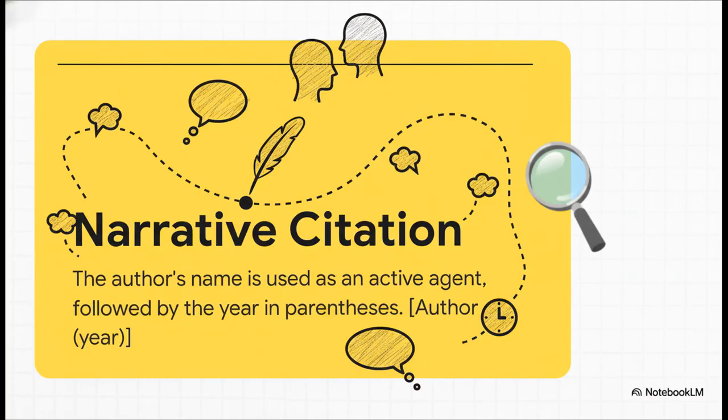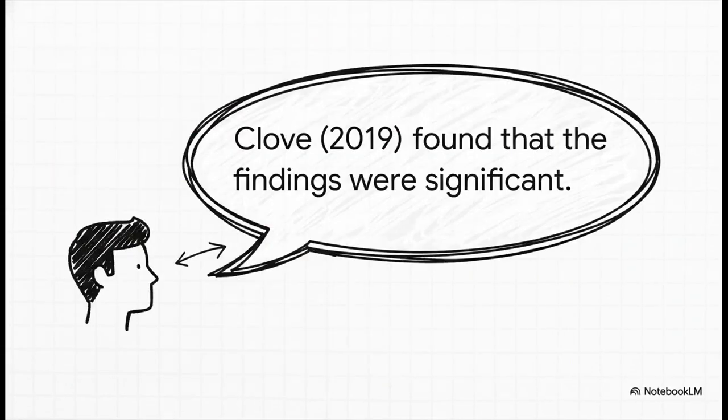Okay, so the first type we're going to talk about is called a narrative citation. The best way to think about this one is that you're weaving the author's name right into the story you're telling. Their name just becomes a natural part of your sentence, and you follow it up with the year in parentheses. So for example, you might write, Clove (2019) found that the findings were significant. See how that works? Clove is the subject of the sentence. It's a really smooth way to bring in your source, and it's perfect when you want to put the focus on a specific researcher's work.